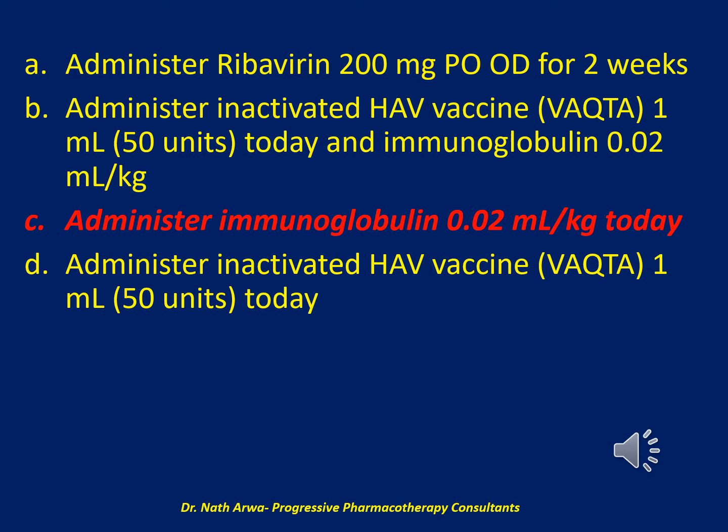Immunoglobulin 0.02 ml per kilogram is preferred for children younger than 1 year, adults older than 40, and patients who are allergic to HIV, are immunocompromised, receive hemodialysis, or have chronic liver disease. Ribavirin is not used to treat or prevent HIV infection, which makes answer A incorrect. Please advance to the next question.